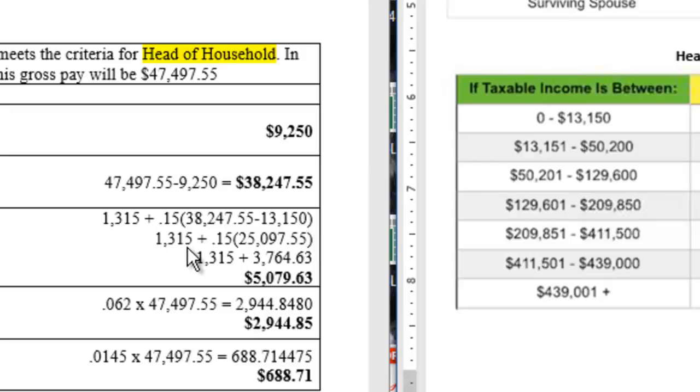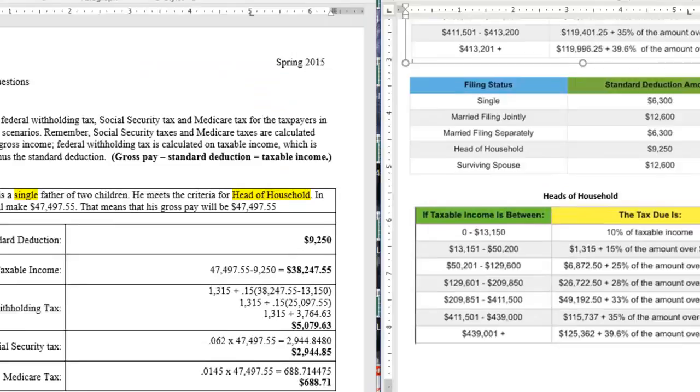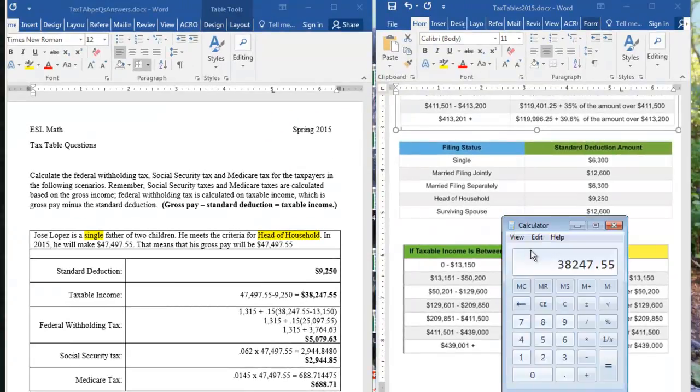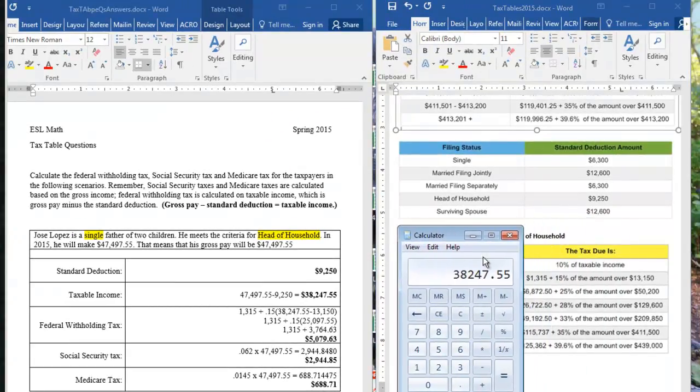So I figure that out down here. Again, 1,315 plus 0.15 times 25,097.55. And I get that amount here, and that helps me to find his federal withholding tax, because I'm adding 1,315 plus this 15% of 25,000. When I get to the Social Security tax, that's going to be a straight calculation that's just multiplication.